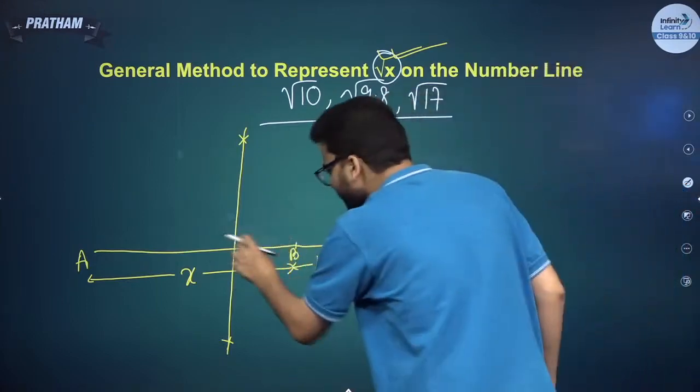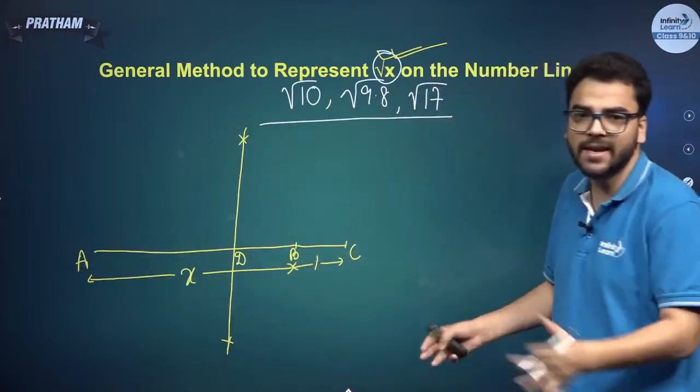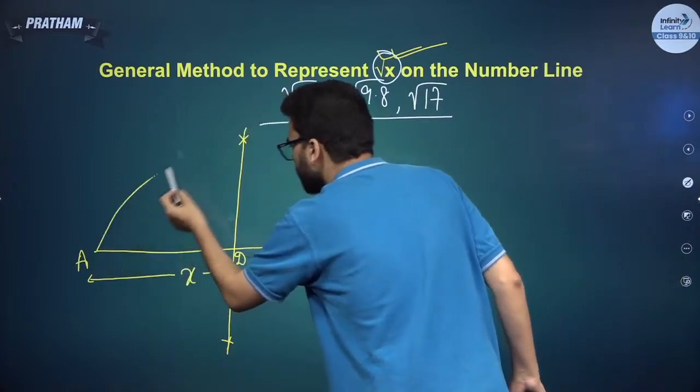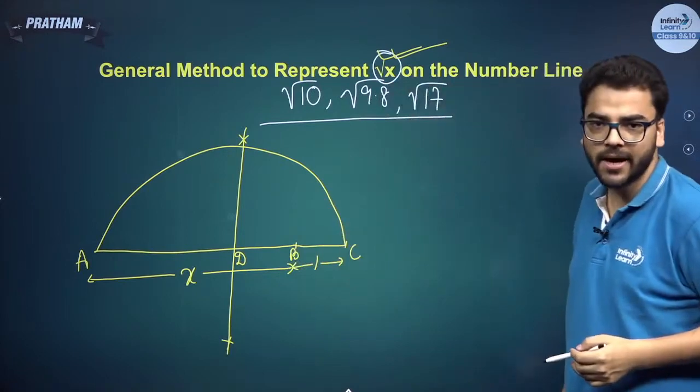You can take D as the center and then AD as the radius or DC as the radius, because AD and DC are equal only, and then you can make a semicircle. So you'll make a semicircle like this. I hope it is clear, right?